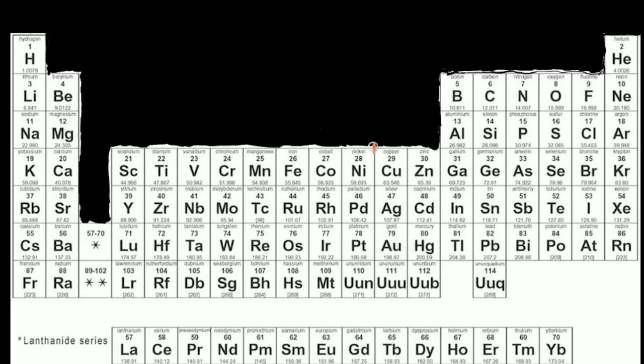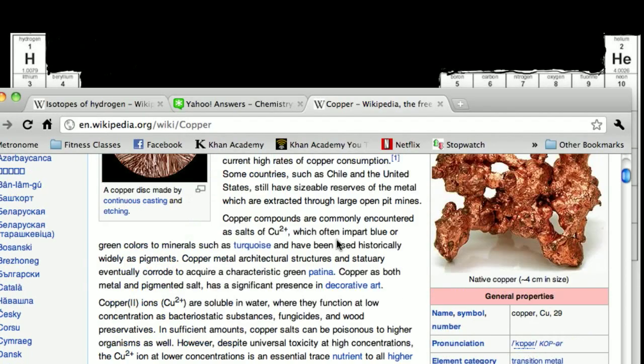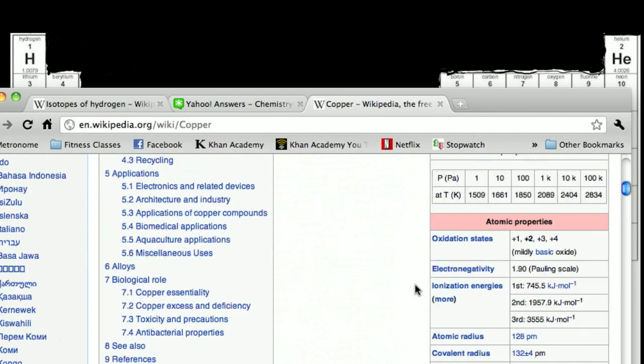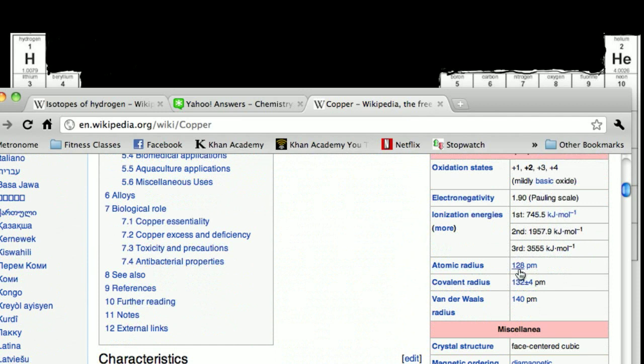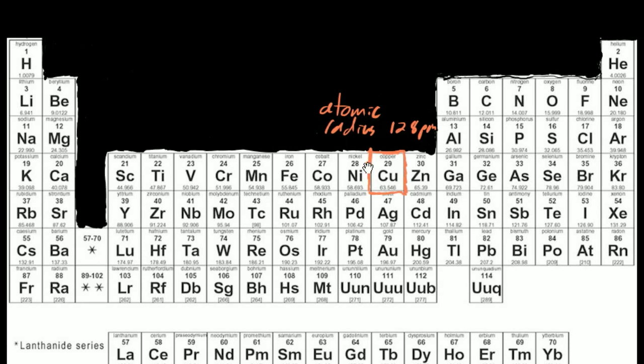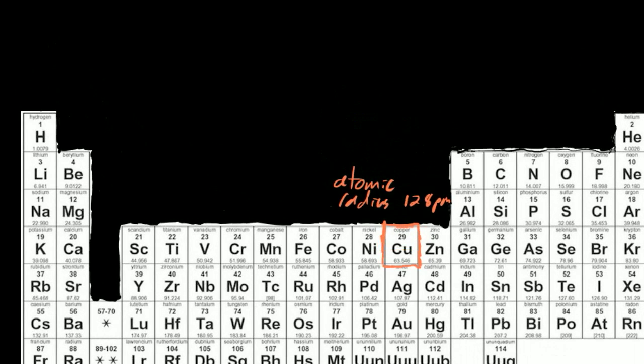In order to do that, we're going to take a look at copper. Copper's atomic number is 29 on the periodic table. I'm actually going to go up and get Wikipedia, and this is just the copper entry on the Wikipedia page. What we're going to look at is the atomic radius. Copper has an atomic radius of 128 picometers.